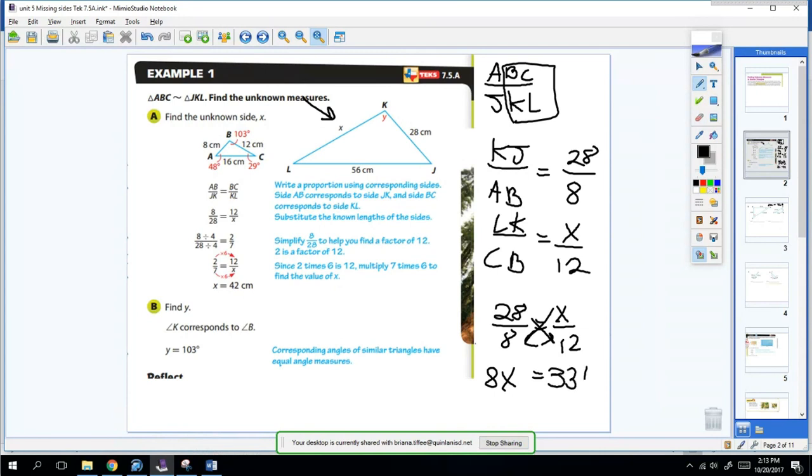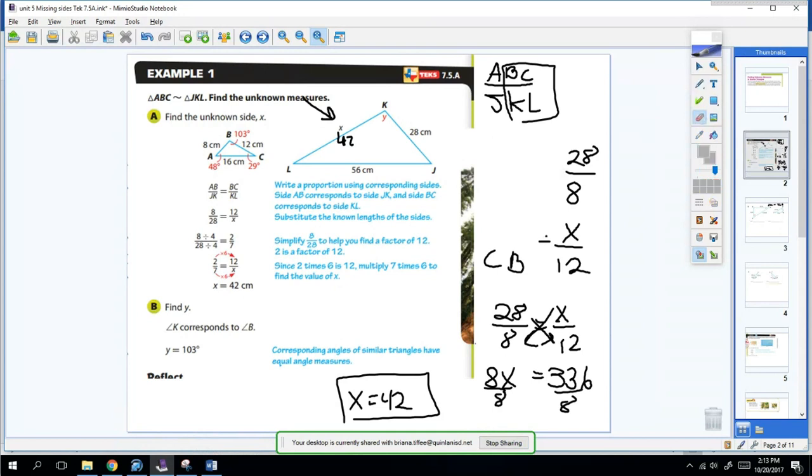This is 336. So then we're going to divide both sides by 8. Well, 8 goes into 336 42 times. So my missing side is 42. Okay, so this is 42. And all you need to do is set up a proportion.